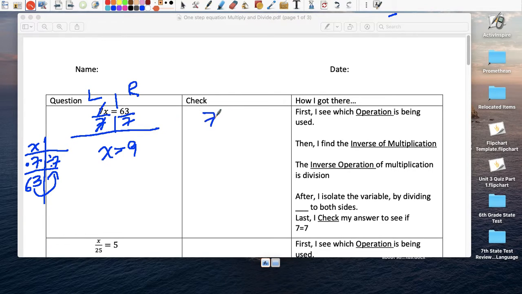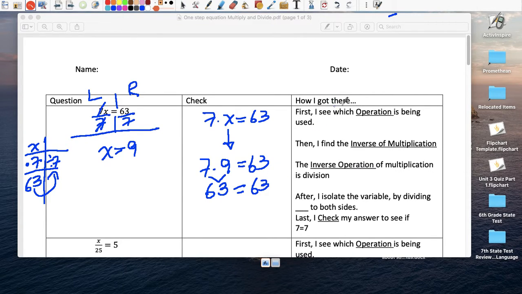My check, 7 times x equals 63. This x here I'm going to change, right? I'm going to put a 9. And now I'm going to check to see if the left, 7 times 9 equals 63, equals the right.